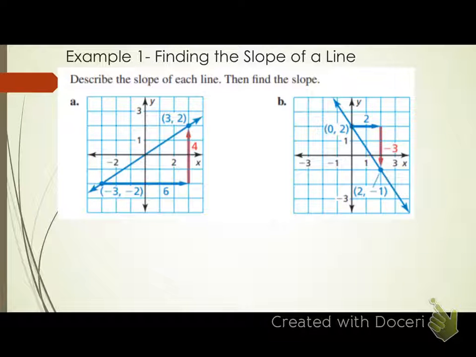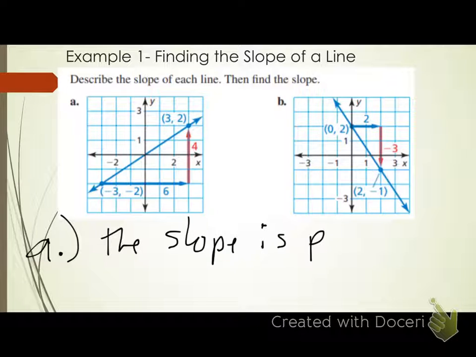Letter A, example 1. Describe the slope of each line, then find the slope. So we're going to use Slope Dude to describe the slope of each line. So it's either going to be positive, negative, 0, or undefined. That's how we're going to describe it. So here's the graph of my line right here. Is that going uphill from left to right, downhill? Is it horizontal? Is it vertical? What's happening here? Uphill from left to right. What does Slope Dude say going up the hill? Positive. So for letter A, I'm going to say the slope is positive.